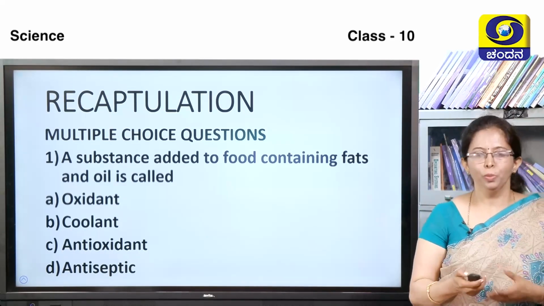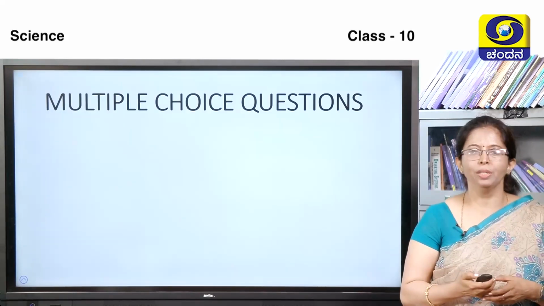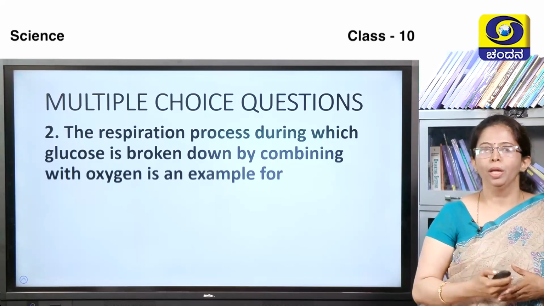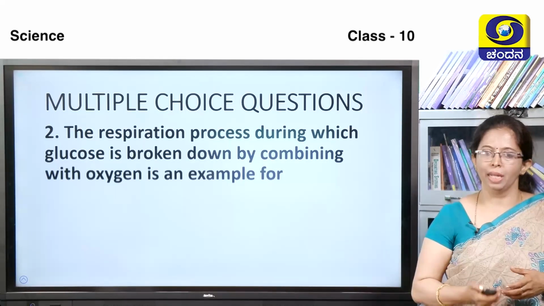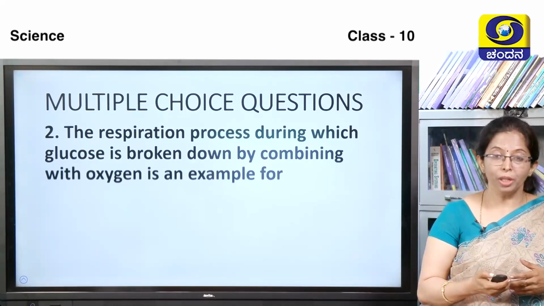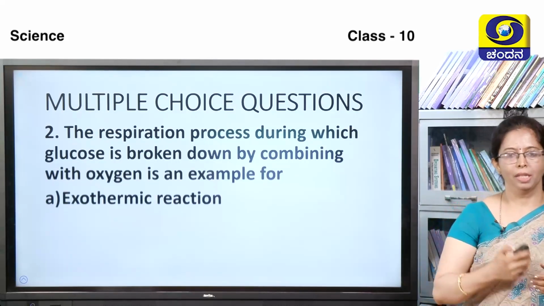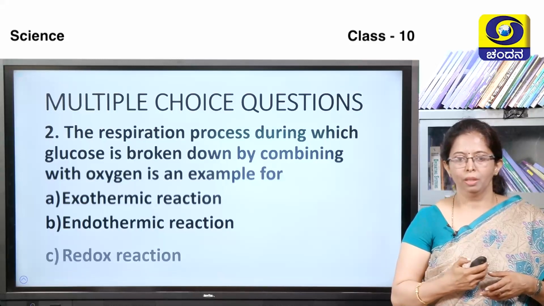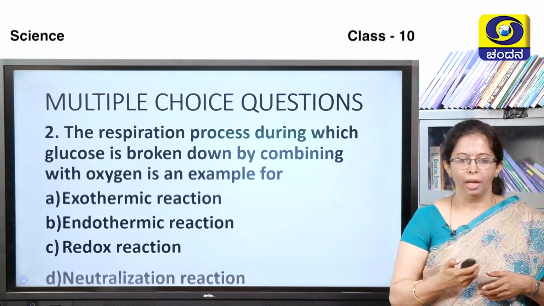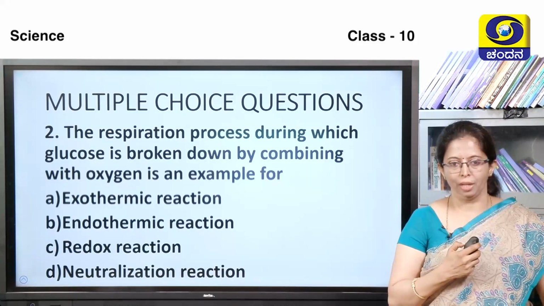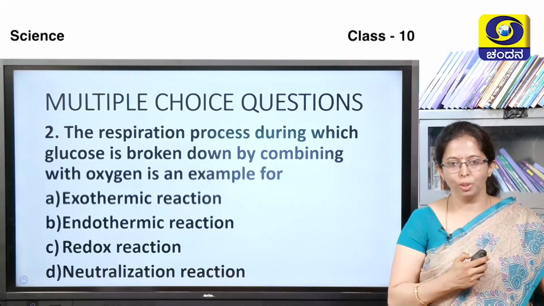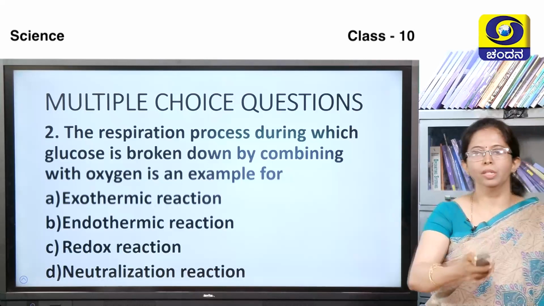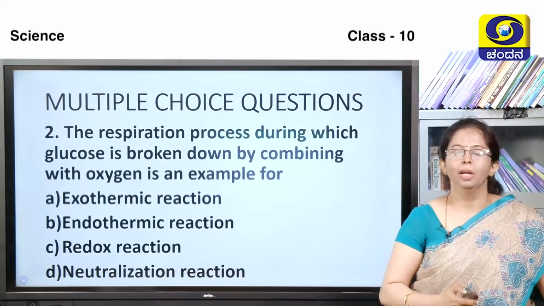Okay. So, moving on to the second question, dear students. The respiration process during which glucose is broken down by combining with oxygen is an example for. We will look into the options. First is exothermic reaction, second is endothermic reaction, third is redox reaction, and fourth is neutralization reaction. What might be the answer, students? Yes, you are absolutely correct. The answer here is option A, exothermic reaction.